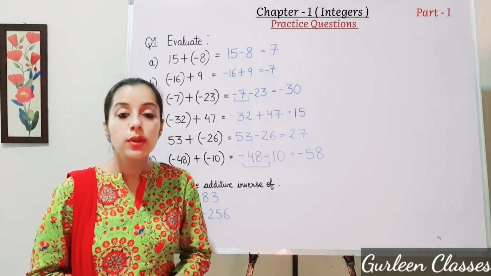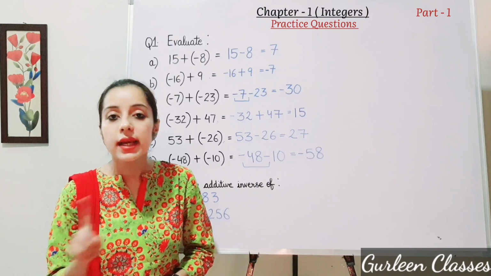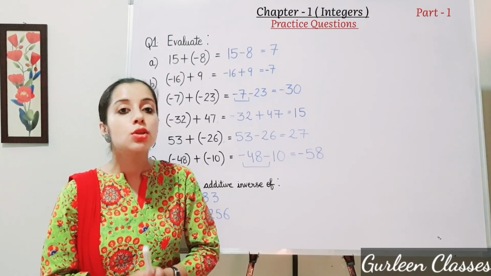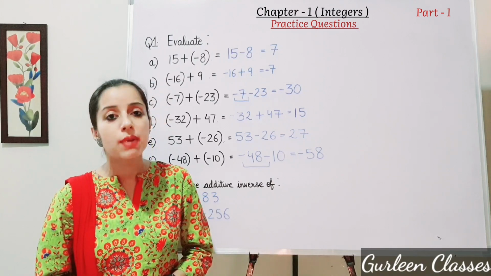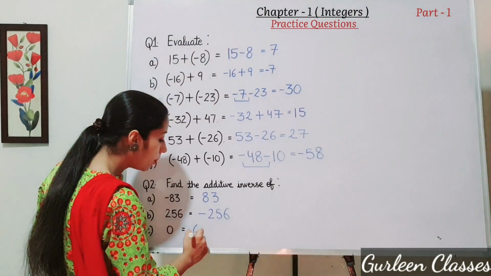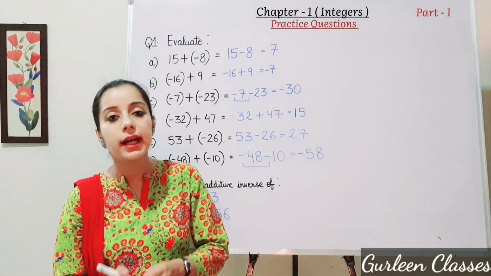As I told you, 0 is an integer, but it is neither a positive integer nor a negative integer. So the additive inverse of 0 is minus 0. No, you can simply write here 0, because 0 is neither a positive integer nor a negative integer.